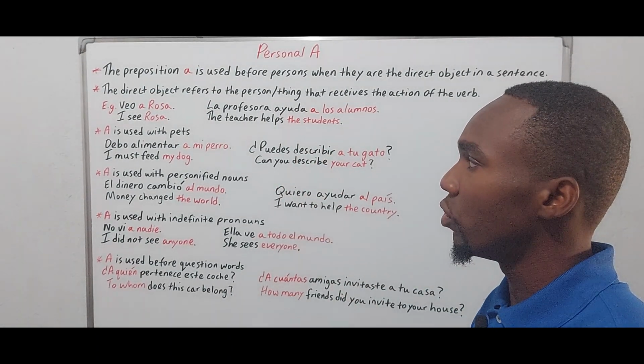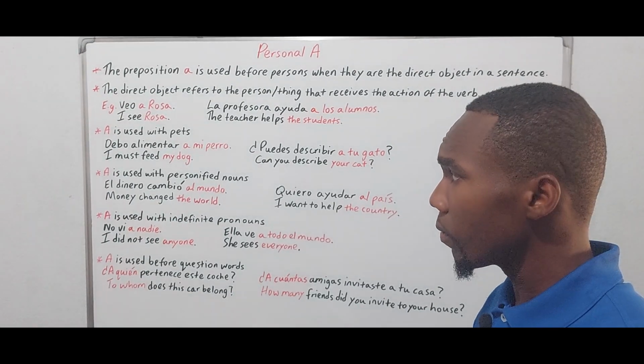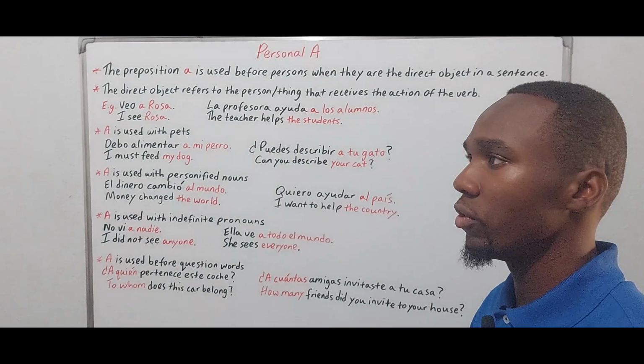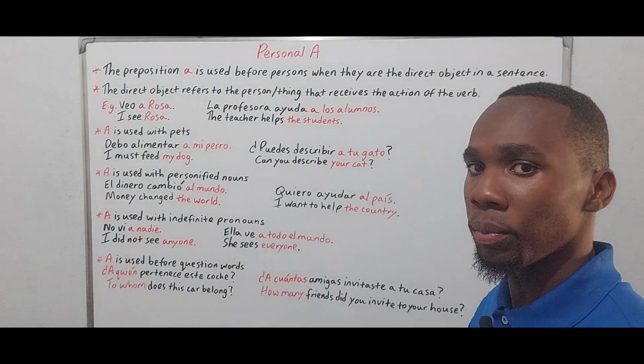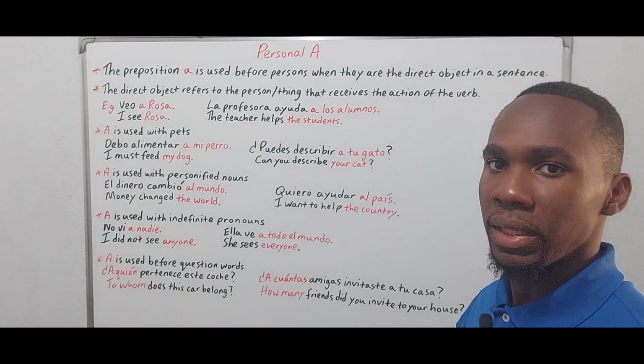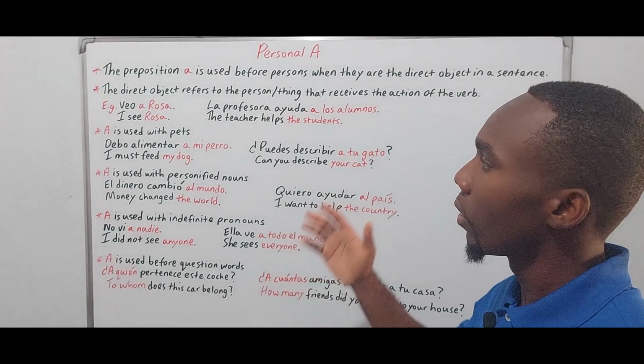The personal a is used with pets. So this indicates a special relationship. We're not just referring to any animal, we're referring to pets. Animals that can be domesticated, right?